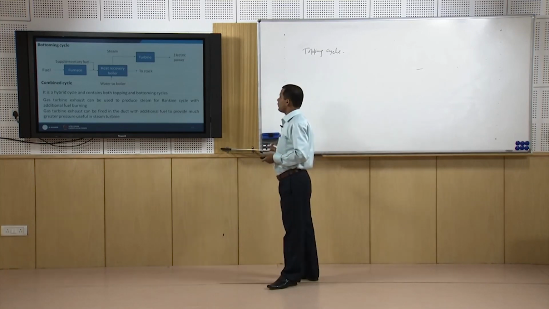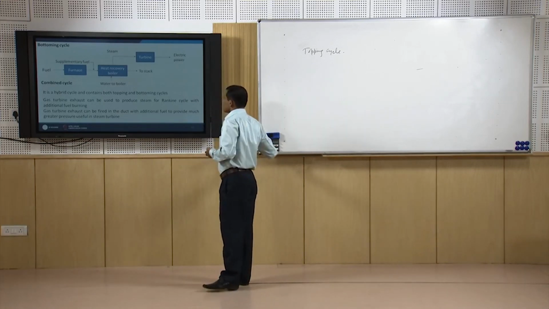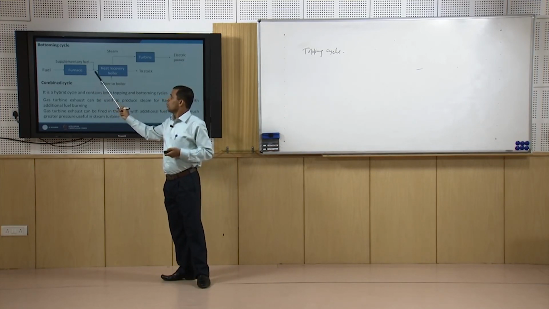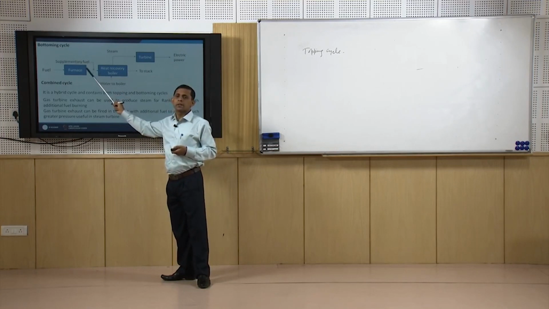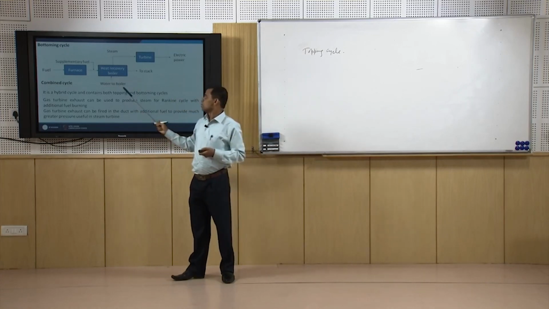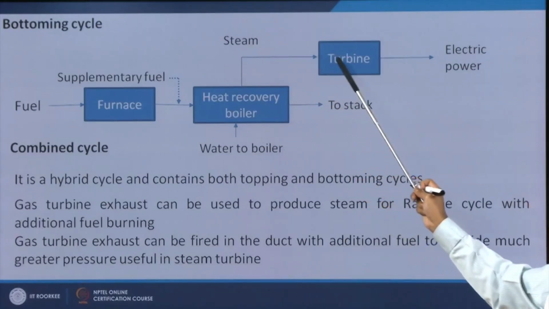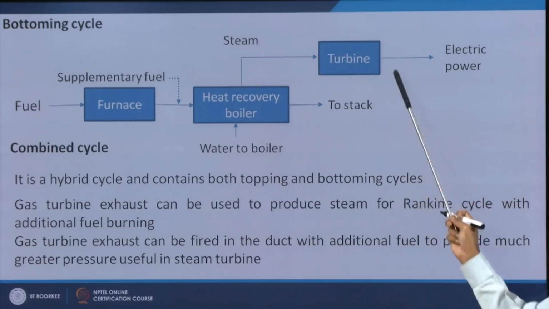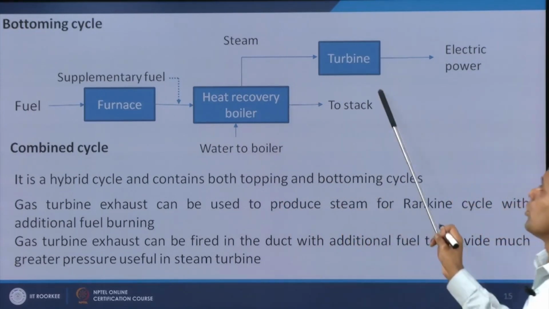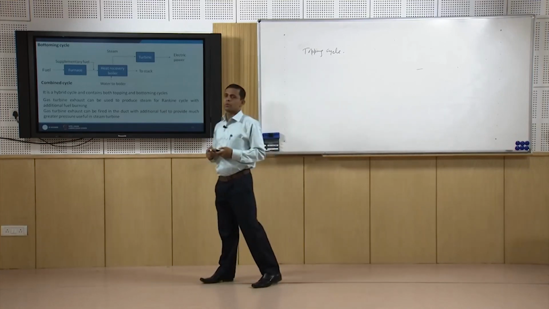So, in the bottoming cycle, what will be happening? We will be producing heat first, say here it is the furnace. So, fuel is coming, combustion is taking place. We may supply some supplementary fuel to increase the temperature here, and it will come to the heat recovery unit, that is the boiler. The boiler will convert water to steam, and the steam will be used to produce electricity through the steam turbine, and the flue gas from the boiler will go to the stack for treatment. So, this is called the bottoming cycle.